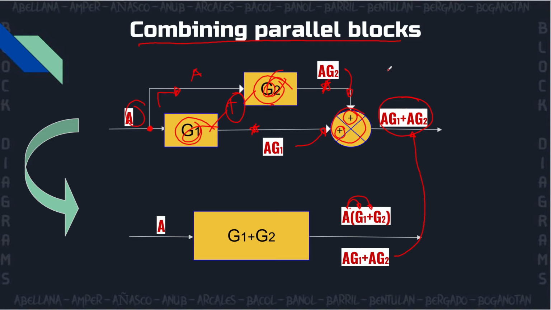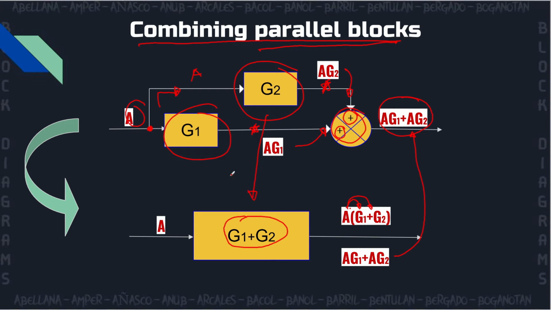Okay, so to sum it all up, when combining parallel blocks, just combine the two transfer functions, because instead of having two blocks, you can have a single block containing all of the transfer functions. So this is the second rule in block diagram reduction. Also, the most basic purpose of block diagram reduction is to reduce block diagrams. So just like what we did here, instead of having two transfer functions, we reduced it into one.